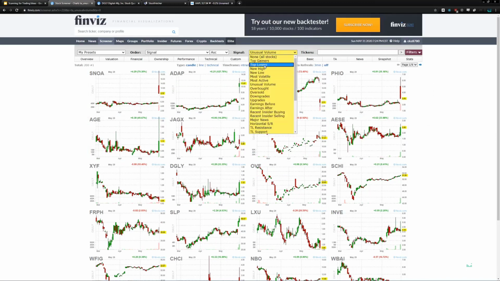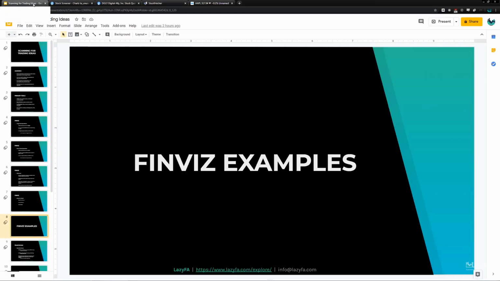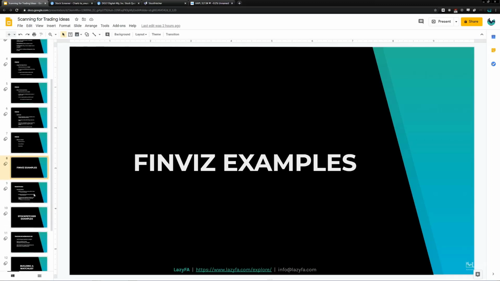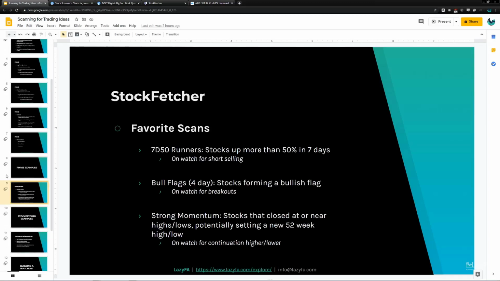Those are the three screens that I use on Finviz: top gainers, top losers, unusual volume, and a few examples of what I'm looking for. If you have any questions about that, you can type /question with whatever your question is, and it'll go into the questions channel, and I'll get to it at the end of the night.